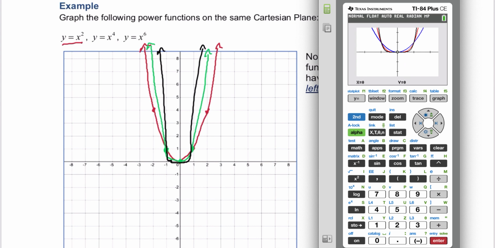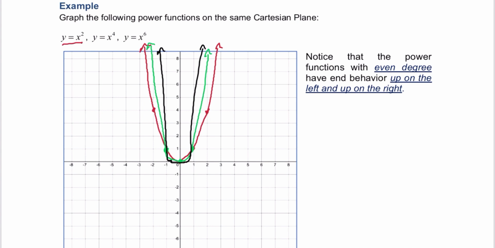The whole point of this is recognizing what's happening to the ends of these graphs. So notice that the power functions here all have even degrees. And with even degrees, the end behavior, in this case, they're all pointing up. Notice on the left side, the graphs point up, and on the right side, the graphs point up.